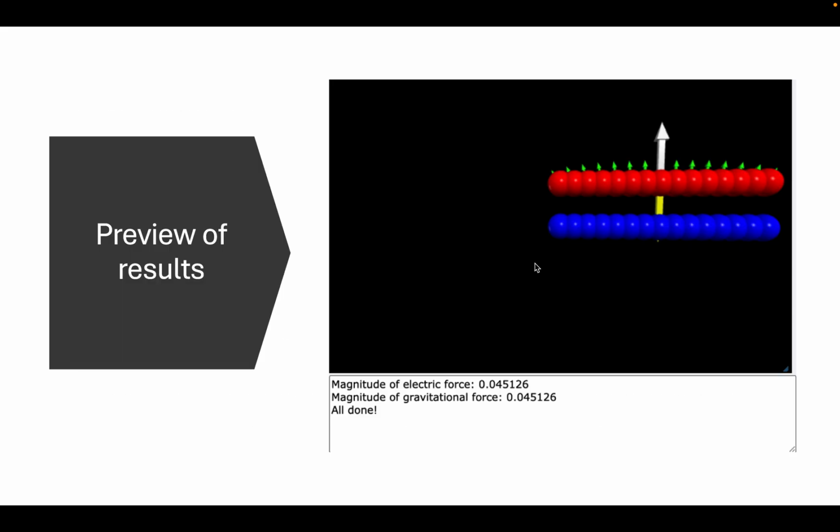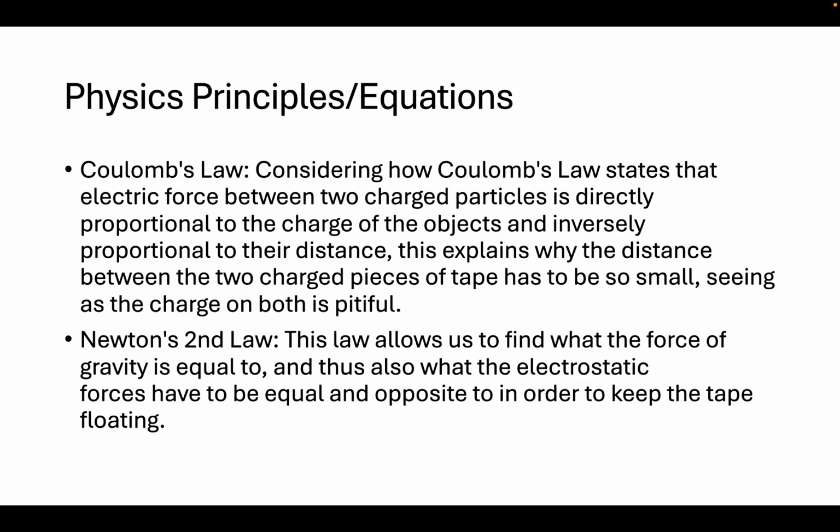So here is a quick preview of the results. This represents the top floating piece of tape. These represent the actual electric fields along each point. This is the net electric field and the gravitational force. And this is the lower piece of tape right here. And as we can see, the magnitude of the electric and gravitational force are equivalent.